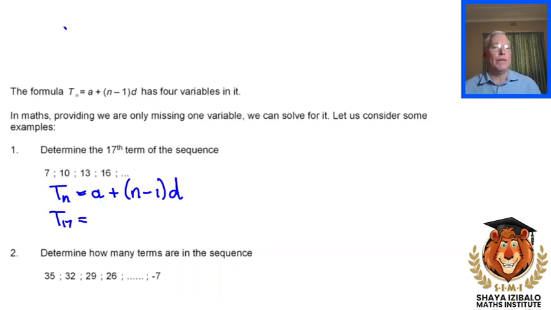There are 3 other variables. There's a, there's n, and there's d. Let's see if we can fill all of those in. For T17, a is 7, n is 17, so this is going to be 16, and d is 3. We're multiplying by 3. Now 16 times 3 is 48, and 48 plus 7 is 55.